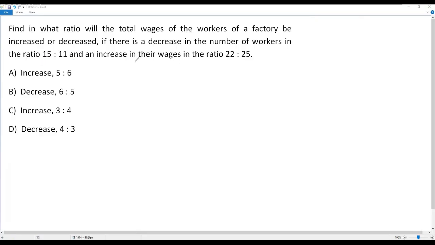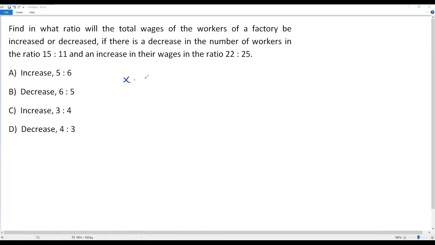Okay, there are two changes done in a factory. That is, the number of workers is decreased in the ratio 15 to 11 and the wages for the workers is increased in the ratio 22 to 25. After these two changes, what will happen to the total wages? Will it be increased or decreased? And also we have to find the ratio in which it will be increased or decreased.